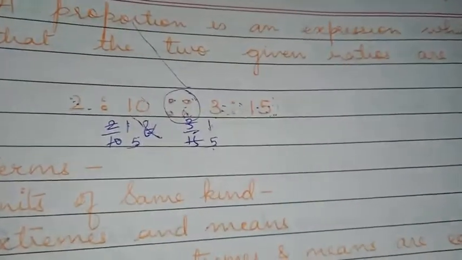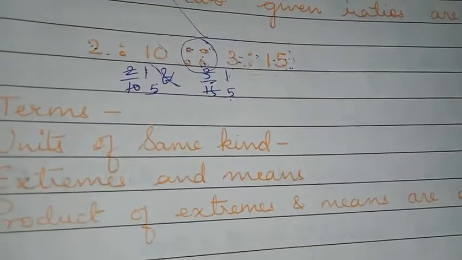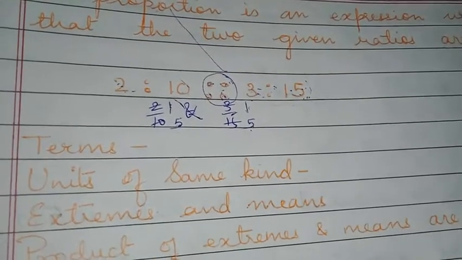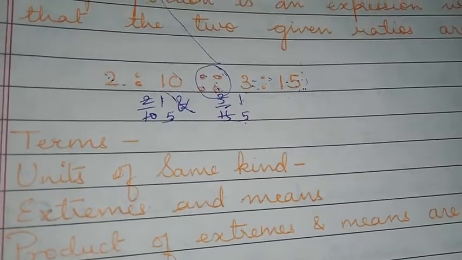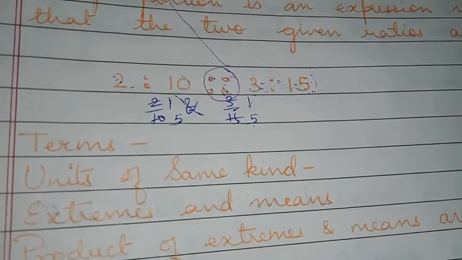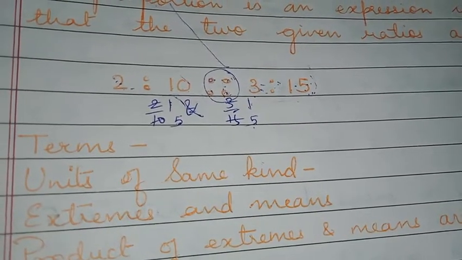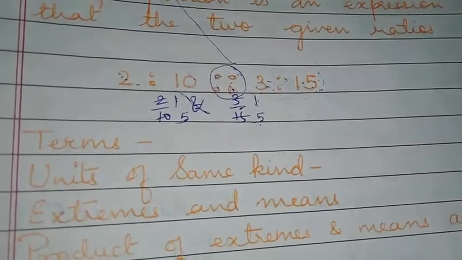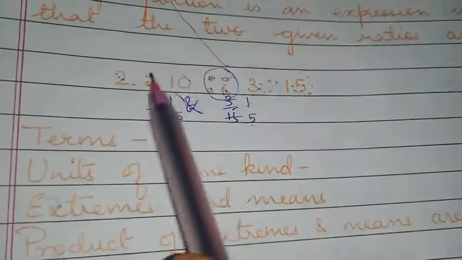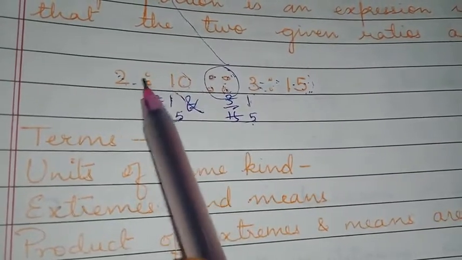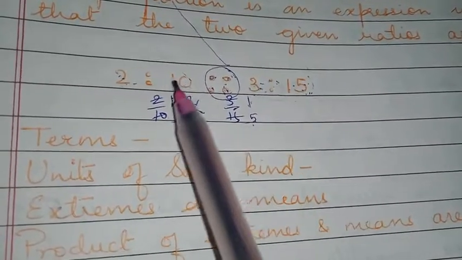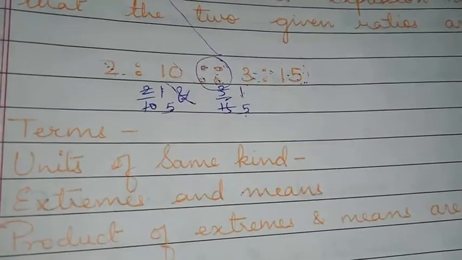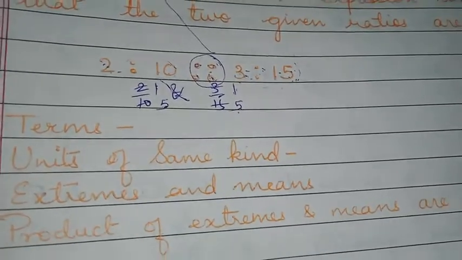When do two ratios form proportion? When they are equal. Remember this thing. Proportion is nothing but when two ratios are equal. Remember, short and sweet definition. In this case, I have taken as example 2 is to 10 is equal to 3 is to 15, and after solving we get 1 upon 5 and 1 upon 5. Means these two ratios are equal and hence they are in proportion.